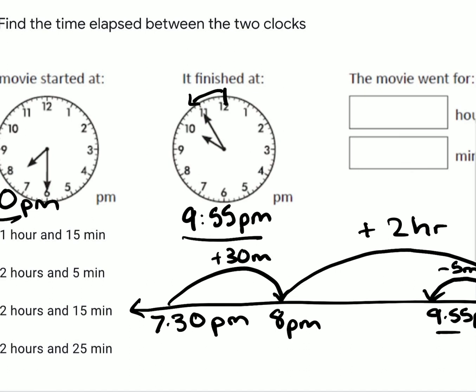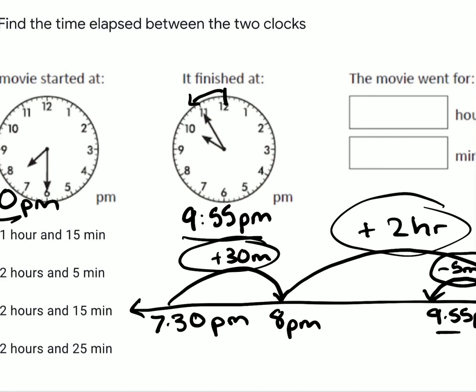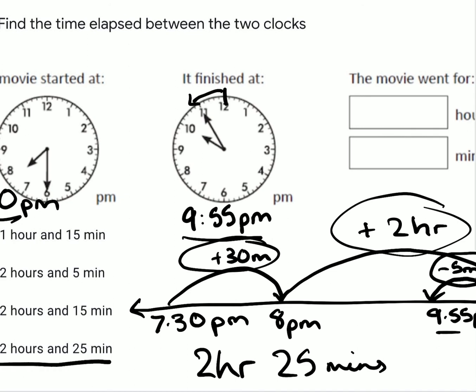Just get rid of that now so it doesn't confuse us. So we added 2 hours, we added 30 minutes, but we subtracted 5 minutes. So we've got 2 hours, and then if we look at our minutes, we've got 30 minus 5 minutes. So 25 minutes. So that's another way of doing it, 2 hours and 25 minutes here.